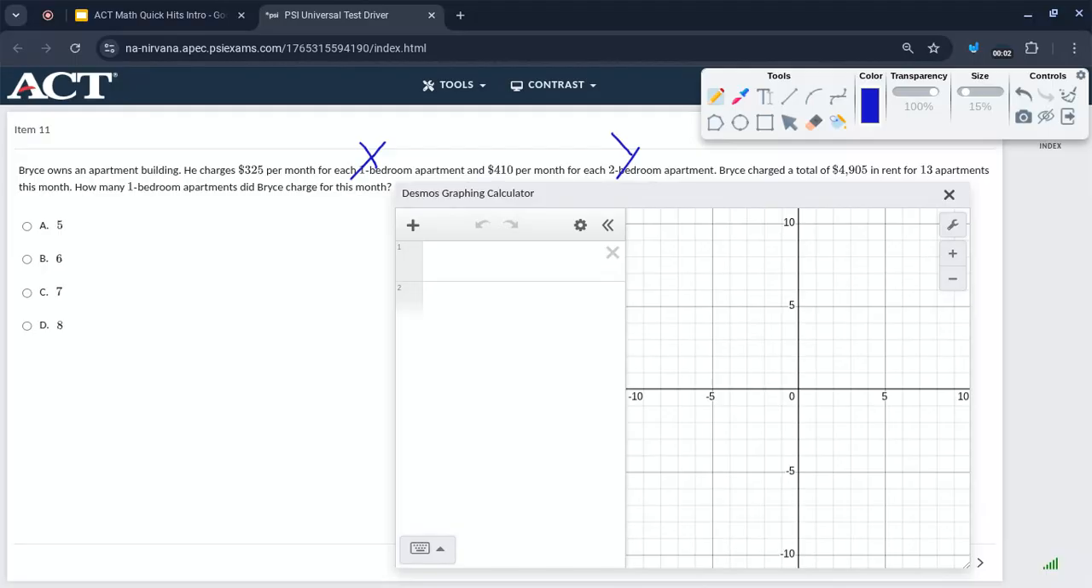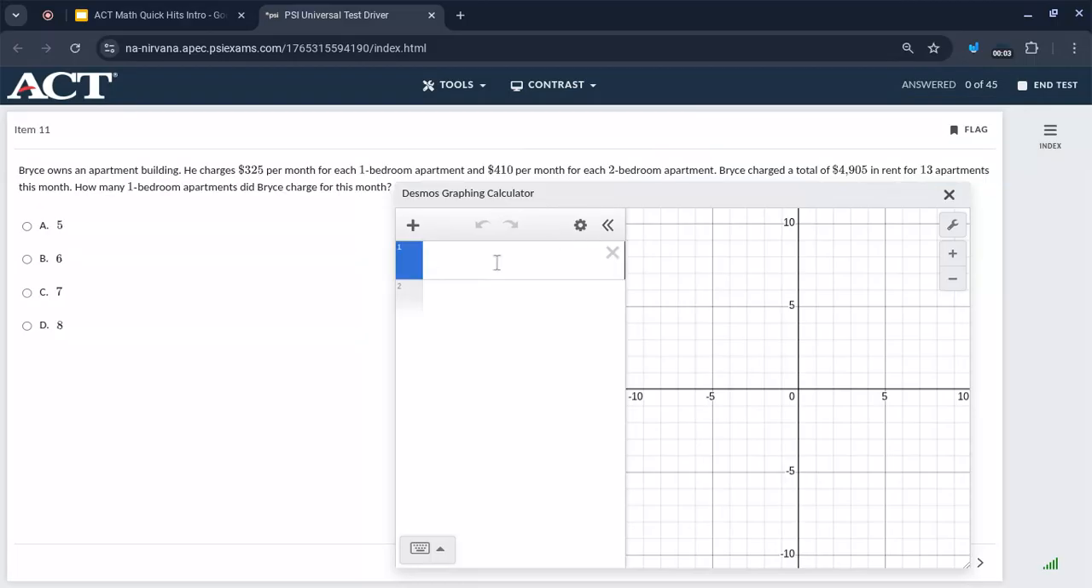And then we look at our totals, right? We have a total of 13 apartments, and he made a total of $4,905. So when we're doing standard form equations, the total usually tells us what's going to be on one side of the equation all by itself. And Desmos lets us graph it that way now, so it makes it that much easier. So let me get rid of this so we can start typing these things into Desmos over here.